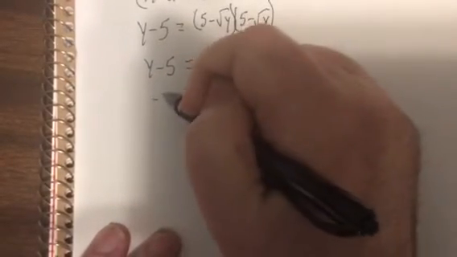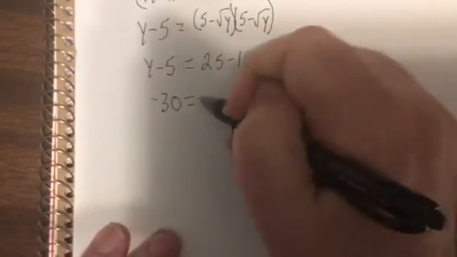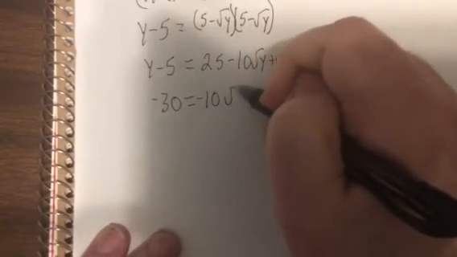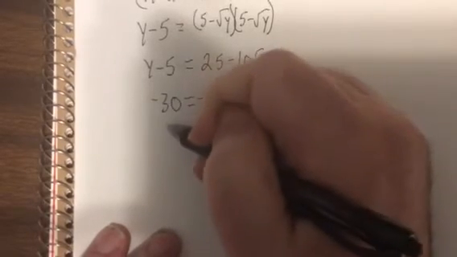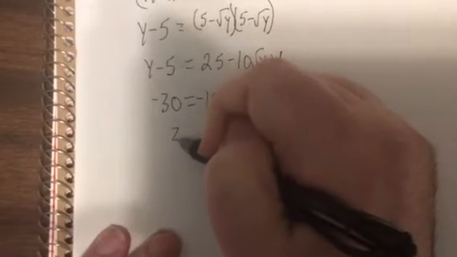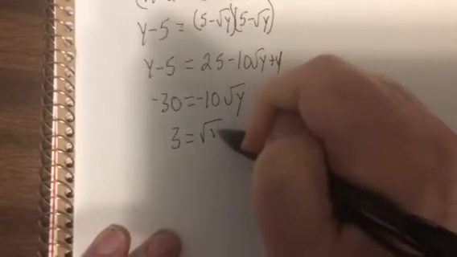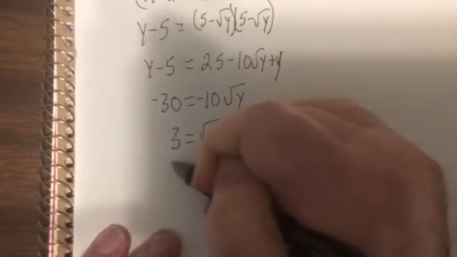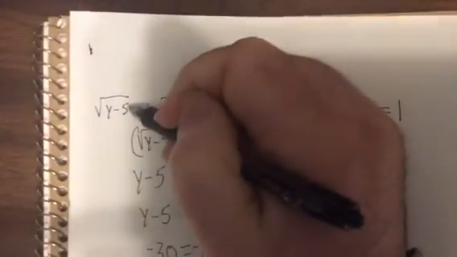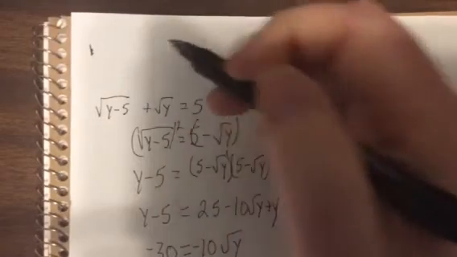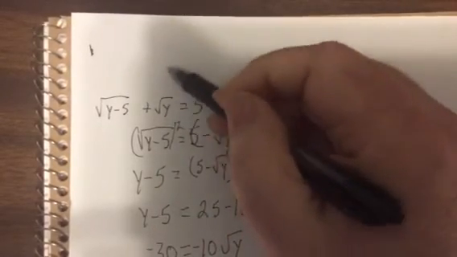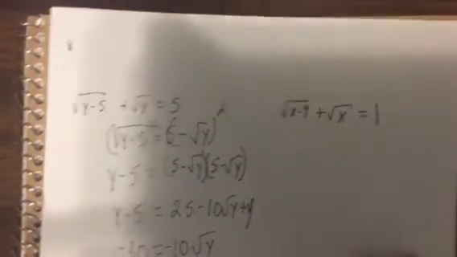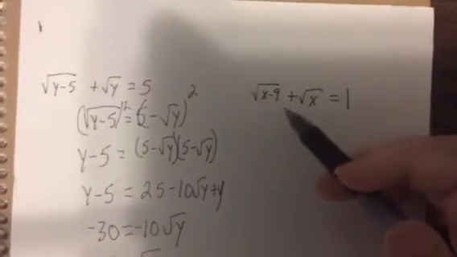Subtract 25, so we got minus 30 equals negative 10 square root of y. So divide by negative 10. So it'll be 3 equals square root of y. So y equals 9. Let's see if that works. 9 minus 5 is 4. Square root of 4 is 2. Plus square root of 9 is 3. 2 plus 3 is 5. Yay! Go ahead and try this one.